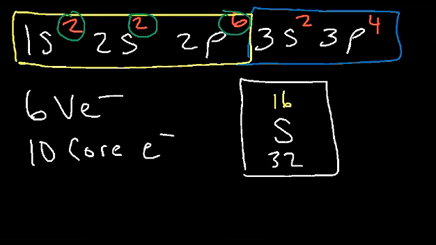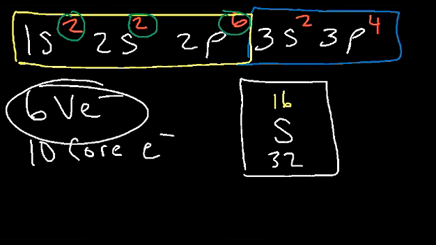Elements like sulfur, oxygen, selenium, these are known as chalcogens in the periodic table. These elements tend to have 6 valence electrons. They're found in group 6A or group 16 of the periodic table.